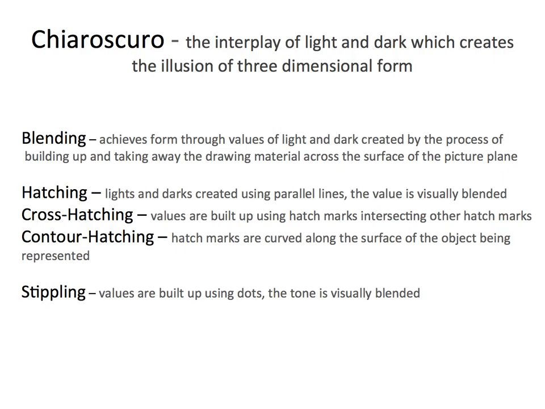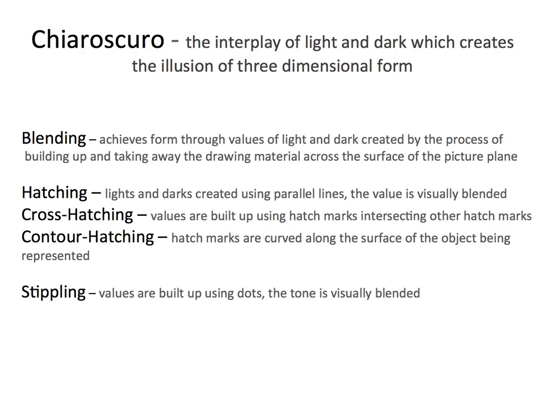For instance, with a pen or a marker, we're really not able to blend it, and so we have to use a technique called hatching. With hatching, we have lights and darks, and we create those using parallel lines, and the value that we get is really visually blended by the eye. An offshoot of hatching is cross-hatching, where values are built up using hatch marks, and those are intersected by other hatch marks. That's how we build up the light to progressively more dark, the more cross-hatch marks that we have.